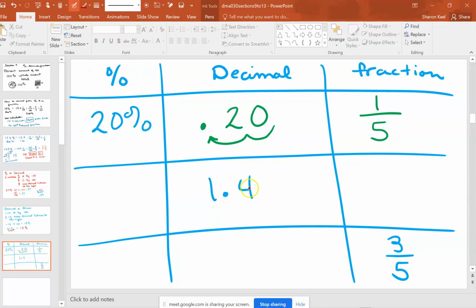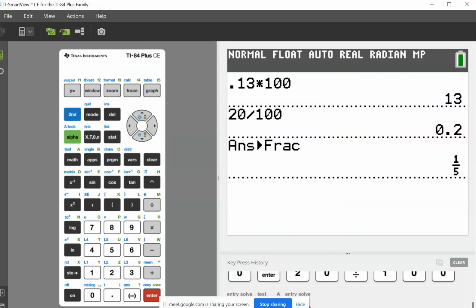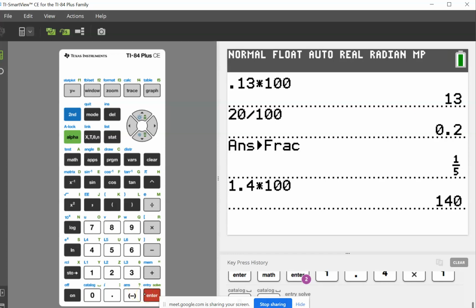If we take the 1.4, if we want to go from a decimal to a percent, we're going to take this decimal point and move it 2 places to the right. So if I have a 1 and a 4 and I go to the right 2 places, that's going to give me 140%. It is the same as taking the 1.4 and multiplying it by 100, which would give me 140%.